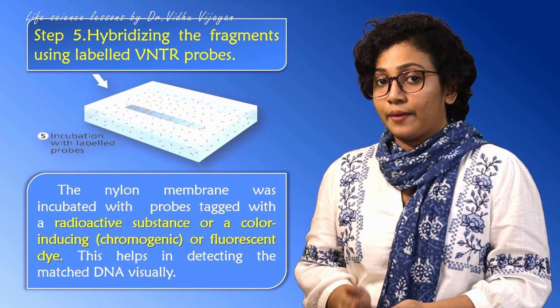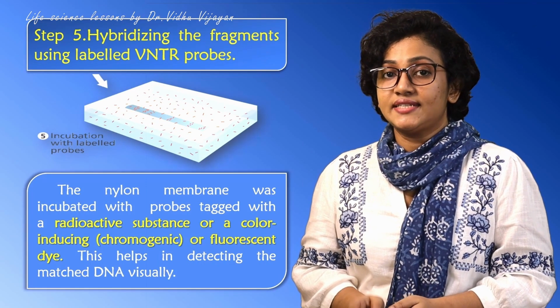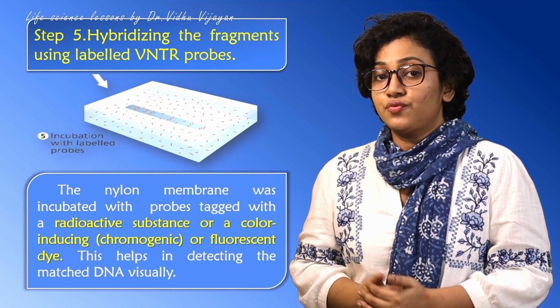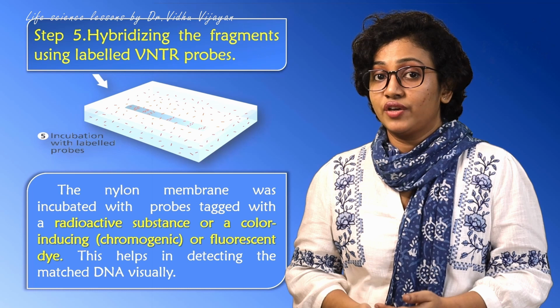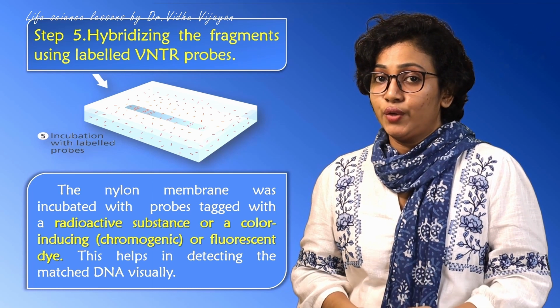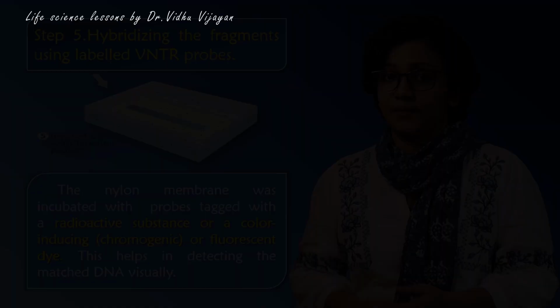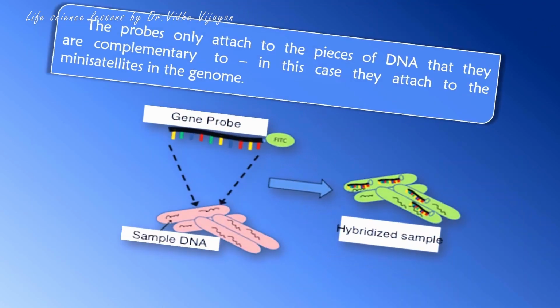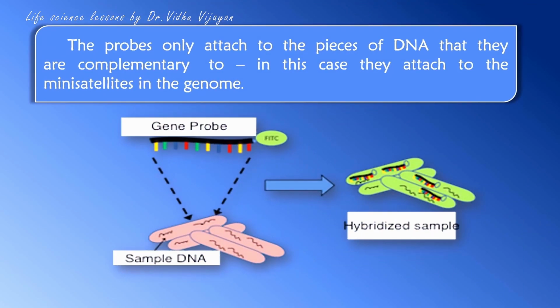Step 5 is hybridizing the DNA fragments using labeled VNTR probes. Here, the synthetic membrane is incubated with probes tagged with chromogenic or radioactive or fluorescent dye. This helps in detecting the matched DNA visually. The probes only attach to the pieces of DNA that they are complementary to. In this case, they attach to the mini-satellites in the genome.